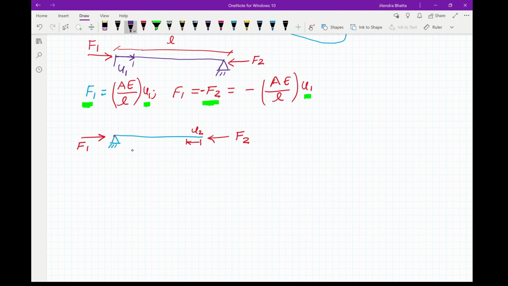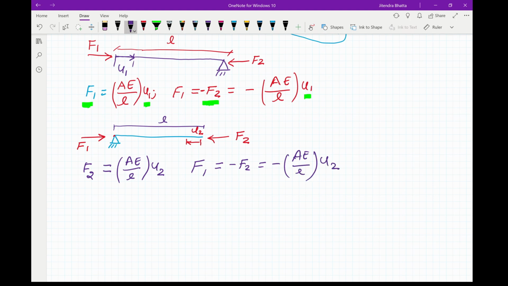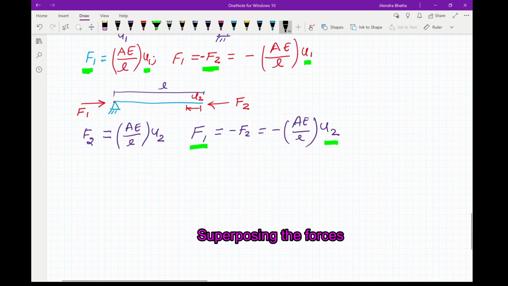Therefore, here F2 will be equal to AE by L times, this is L, times U2, and according to the equilibrium equation, your F1 must be equal to minus F2, which will be equal to minus AE by L times U2. Now this one gives a relation between F1 and U2. Now let's write these equations.